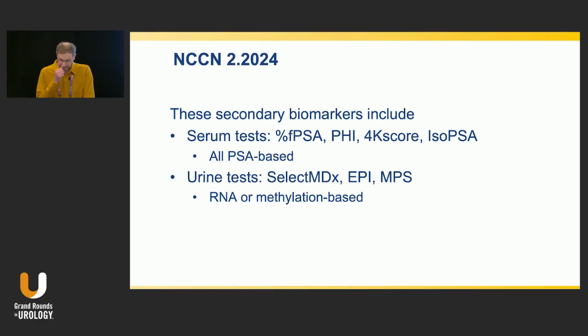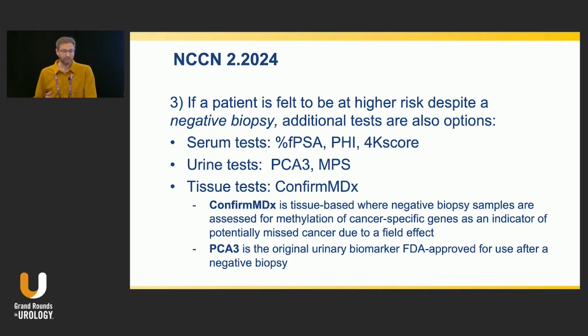Then consider various biomarker tests that improve biopsy specificity before biopsy in those with a serum PSA of, let's say, 3 to 10 range. These include essentially the ones I mentioned before. And if a patient is felt to be at higher risk despite a negative biopsy, additional tests are also options. And now we get into, okay, serum: free PSA, PHI, 4K; urine, in this case PCA3, which was kind of the OG, and MPS.